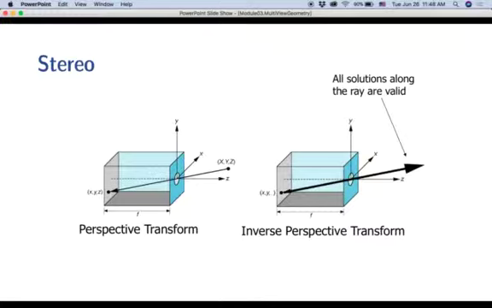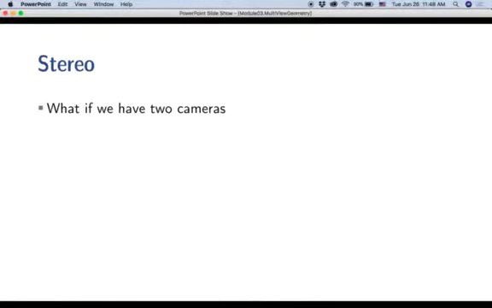So this is an illustration of that idea. The perspective transform maps this point x, y, z to this point x, y, f on the image plane. If I want to take that x, y and invert it back, I just get a ray, and all points along the ray were mapping to the same point. So that's where the idea of stereo comes in. What if I had two cameras?